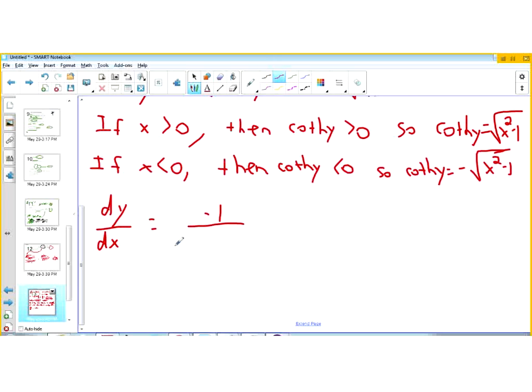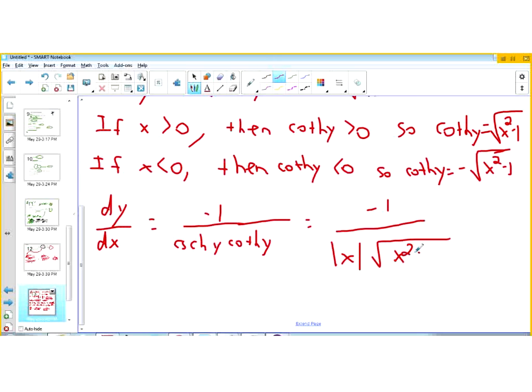would equal to -1 over csch of y times coth of y. Okay, and then we just replace those with their representations in x. And since the output should always be negative, to keep x from altering the sign, we'll just take the absolute value of x. And we know the square root of x squared plus 1 is always positive on the domain. Okay, so there we have it.